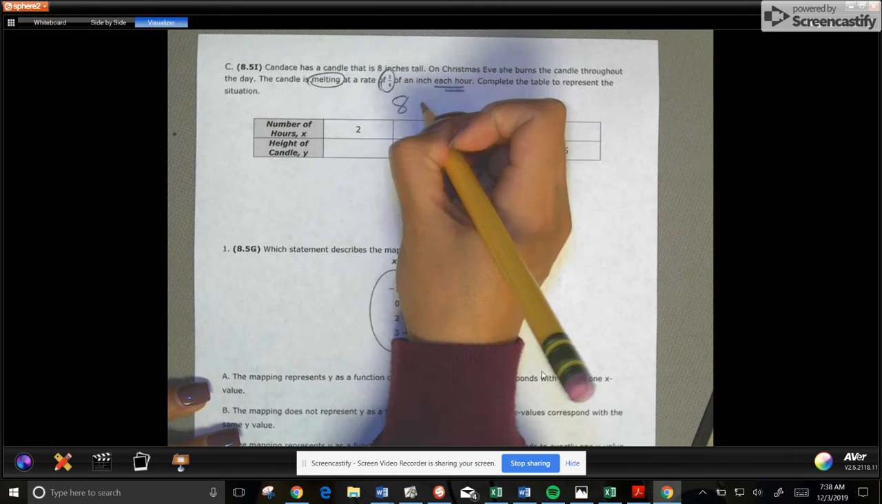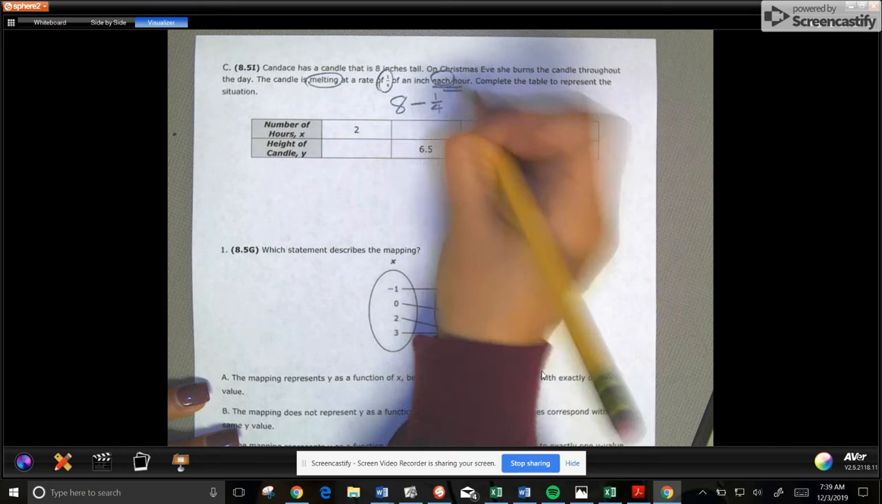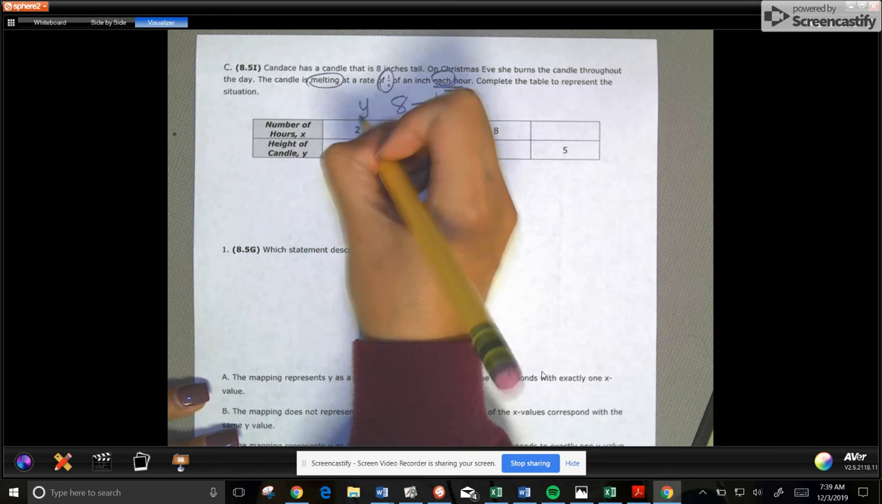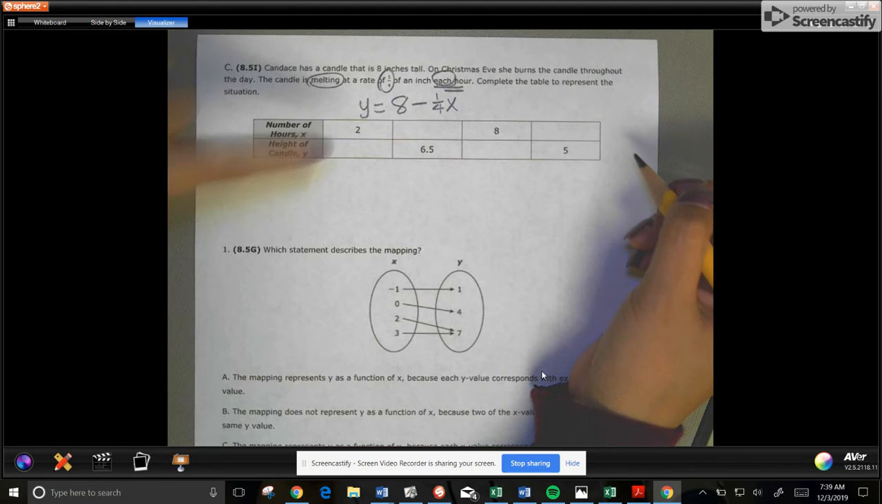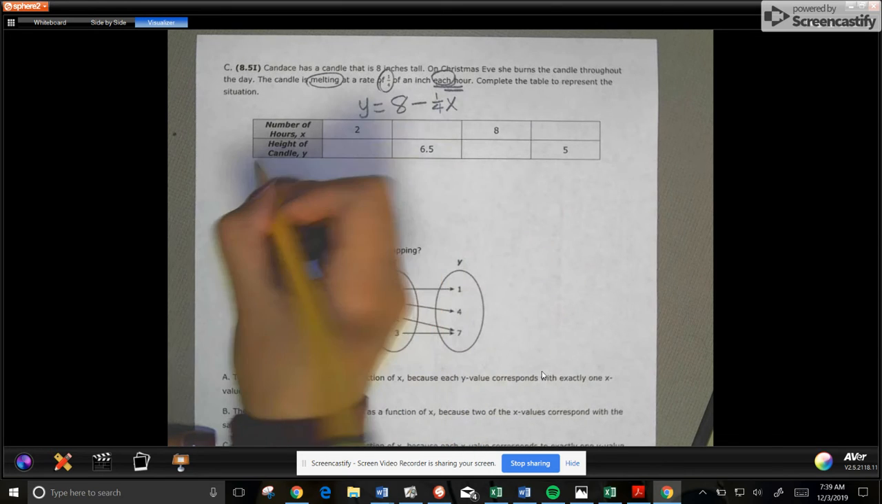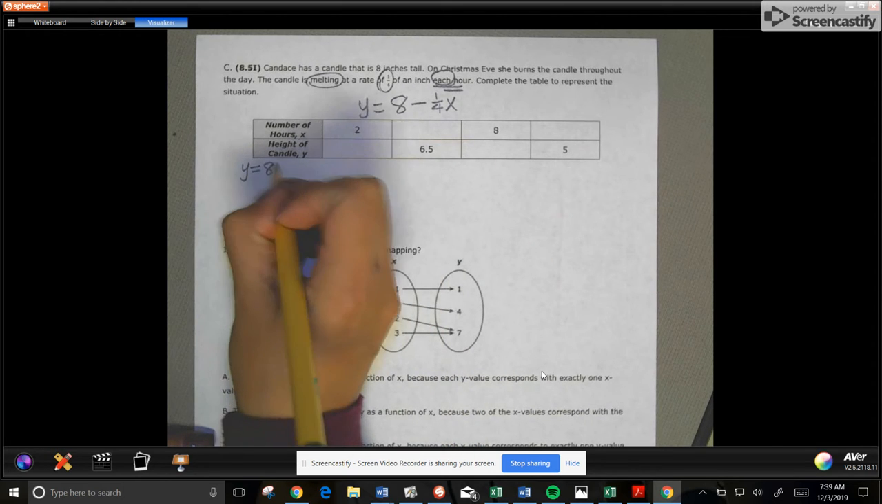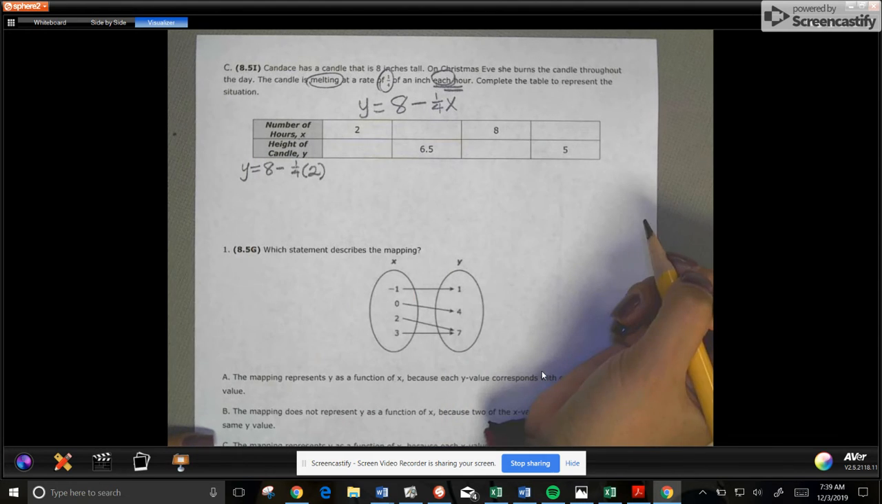So Candace has a candle that's 8 inches tall. When it melts, it's going to subtract 1/4 of an inch each hour. All right, so if I wrote my equation, that's what it would look like. So now I need to use my equation to plug these values in. So my x column has a 2 right here. So I'm going to write y equals 8 minus 1/4 times 2.